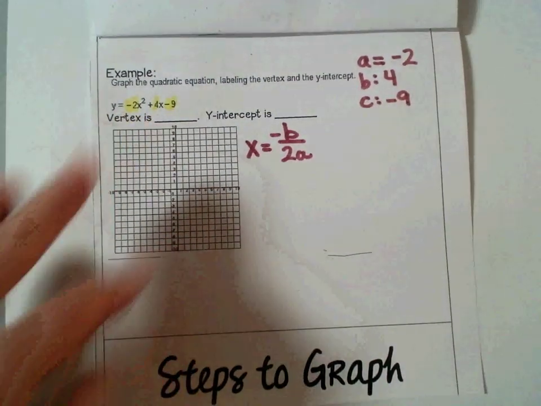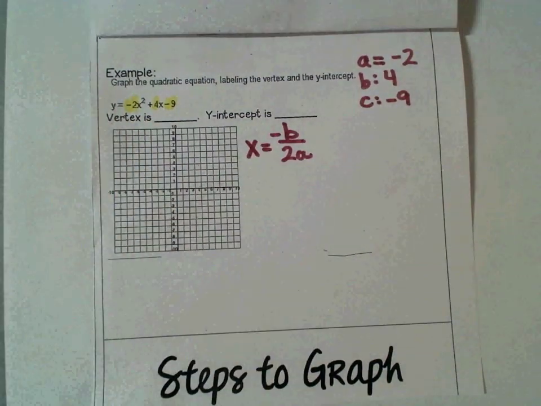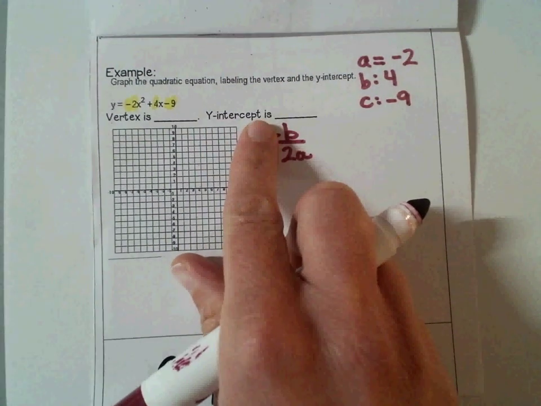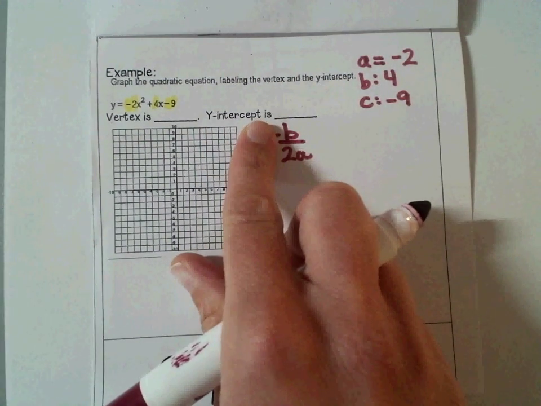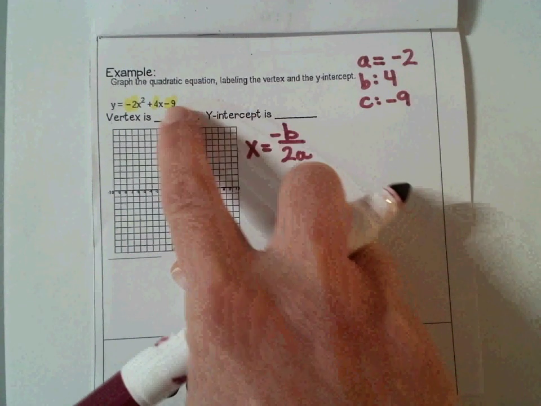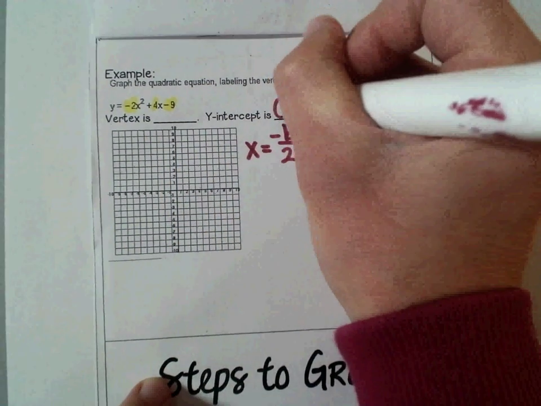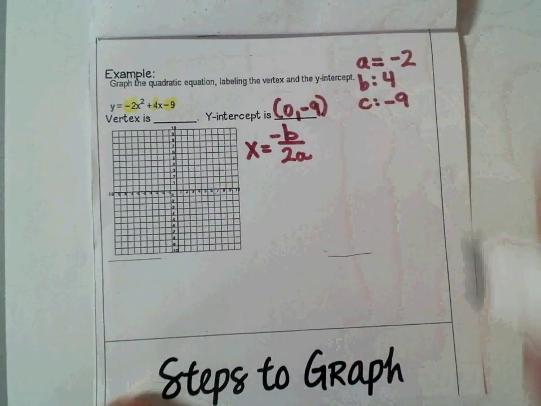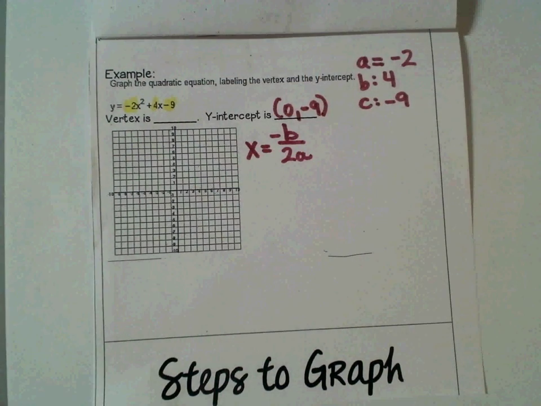Okay, you actually should be able to, I was just looking at this blank. Can you all tell me what the y-intercept is right off the bat? Which one up here is the y-intercept? -9. So you could put parentheses 0, -9. That one requires no work. All right, opposite of b over 2a.